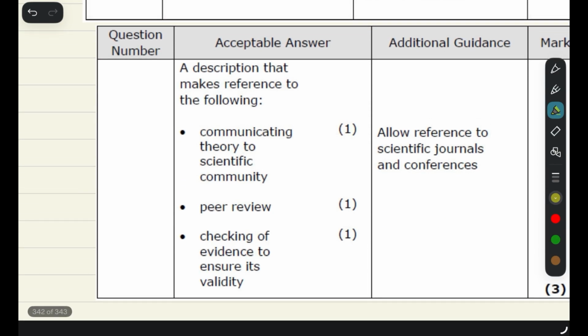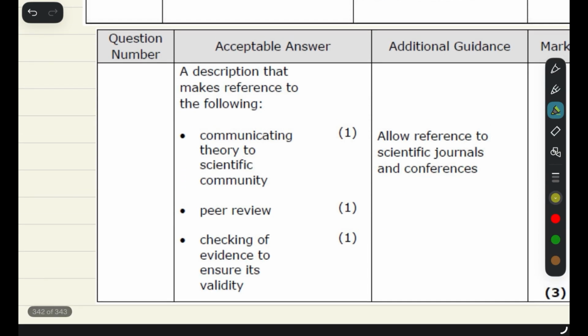Finally, when we're talking about peer review, first of all, they need to communicate the theory to the scientific community. So this is what we were saying: scientific journals, conferences is another good one, articles, whatever. It doesn't really matter, as long as you're getting that they're communicating it to the scientific community.